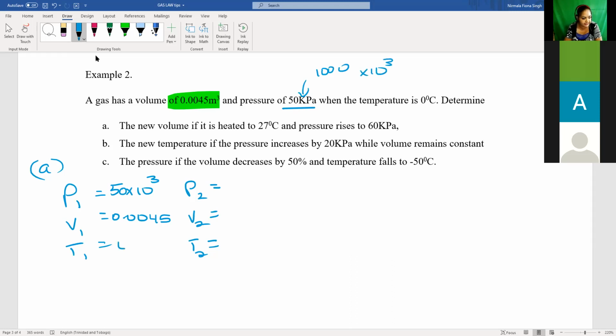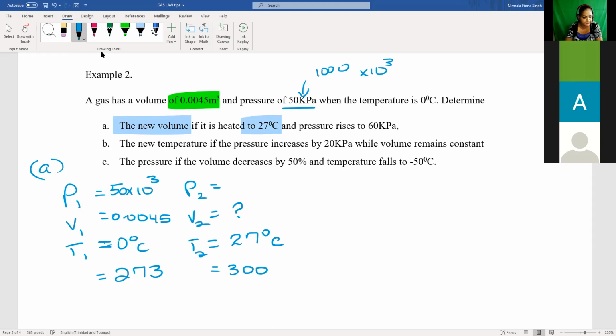And 0 degrees Celsius. One time, don't even wait. You convert it to Kelvin, 273. So let's do part A. They've asked us to find the new volume. So determine the new volume. So that's what we want to find. If it is heated to 27 degrees Celsius, so now our new temperature is 27 degrees Celsius, which will give us 300 Kelvin. And the pressure rises to 60 kilopascals. 60 kilopascals is 60 by 10 to the 3.